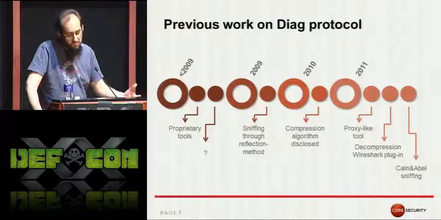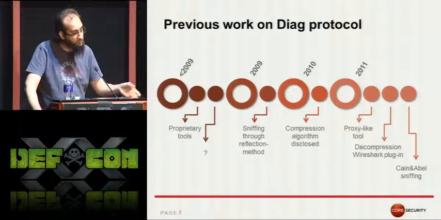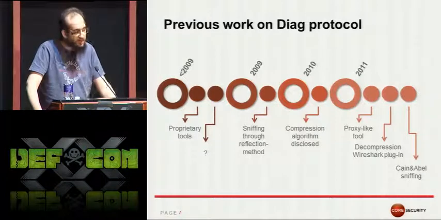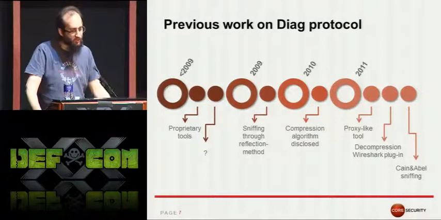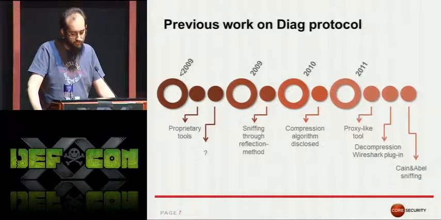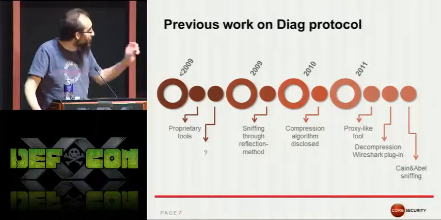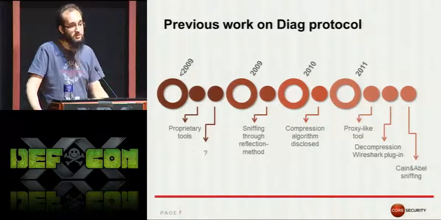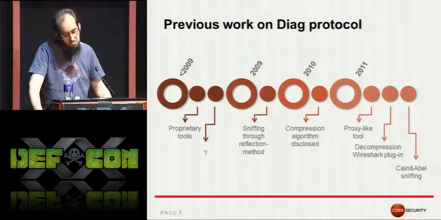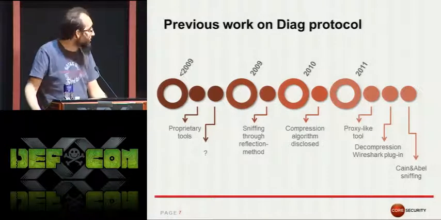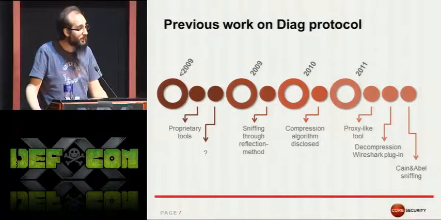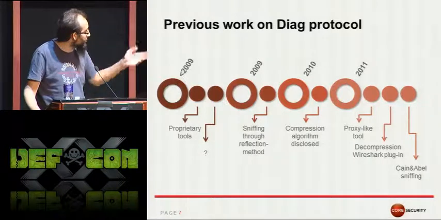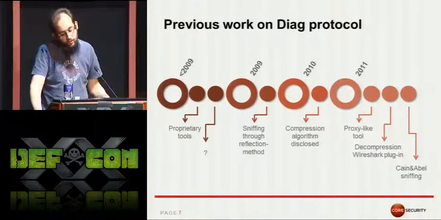More recently, in 2011, there was a lot of work on the protocol. The main one and the most interesting is a proxy-like tool that was released by Zenpost, and it's a hub application that you can run to proxy communications between a GUI and the application server. Additionally, the compression plugin for Wireshark was also released, and some sniffing capabilities were added to Cain and Abel to get also credentials.